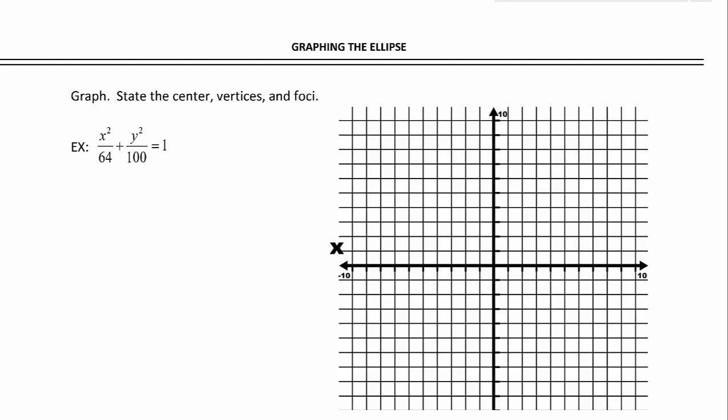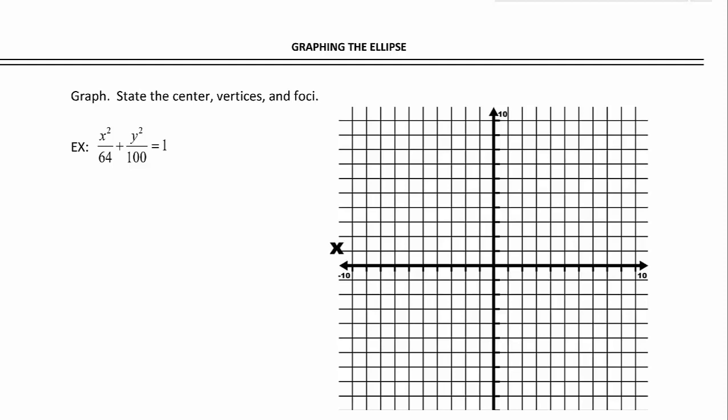In this video, we'll be graphing ellipses. So let's graph the equation x squared over 64 plus y squared over 100 equals 1. We want to state the center, the vertices, and the foci. So you'll notice that we don't have any parentheses in this equation.